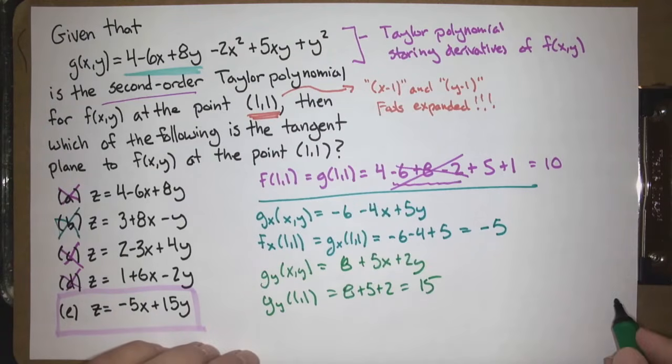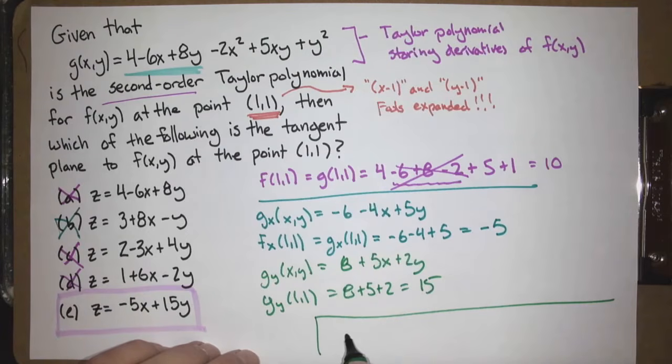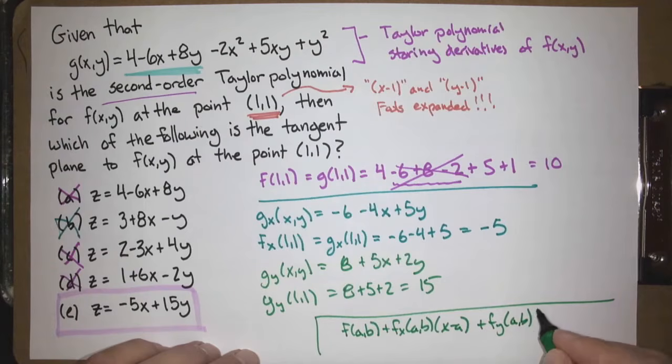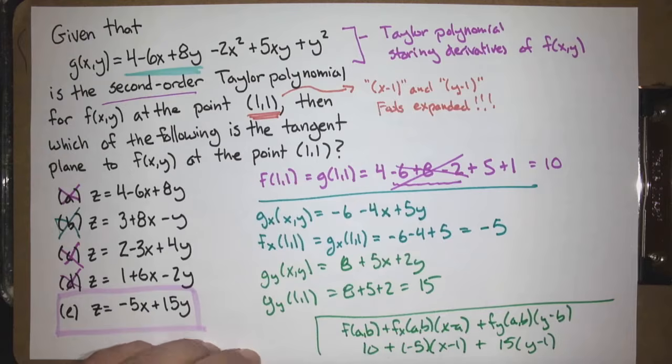And in case you're still not convinced, we'll just remind ourselves of the formula for the tangent plane: f of (a, b) plus f sub x (a, b) times x minus a plus f sub y (a, b) times y minus b. And so we put these numbers in. We get 10 plus negative 5 times x minus 1 plus 15 times y minus 1. And if you expand, you'll see you have a 10 plus a 5 minus a 15. The constants go away, and you get minus 5x plus 15y.